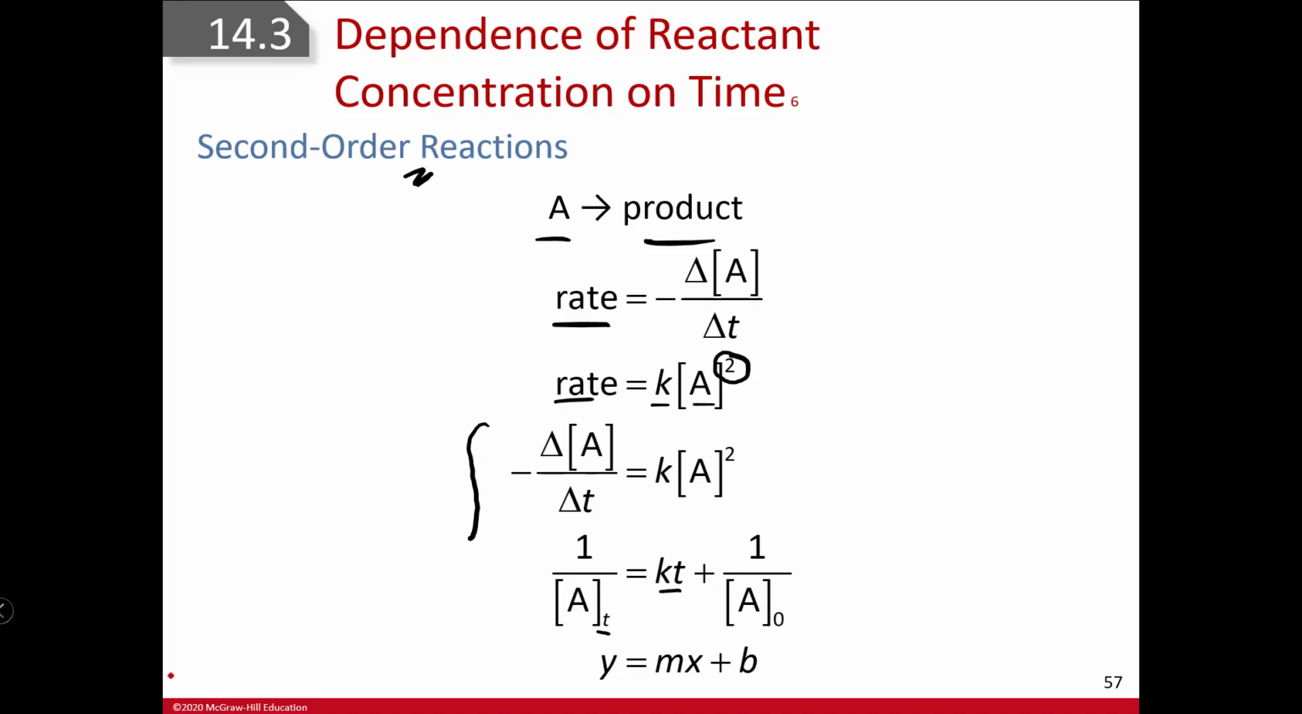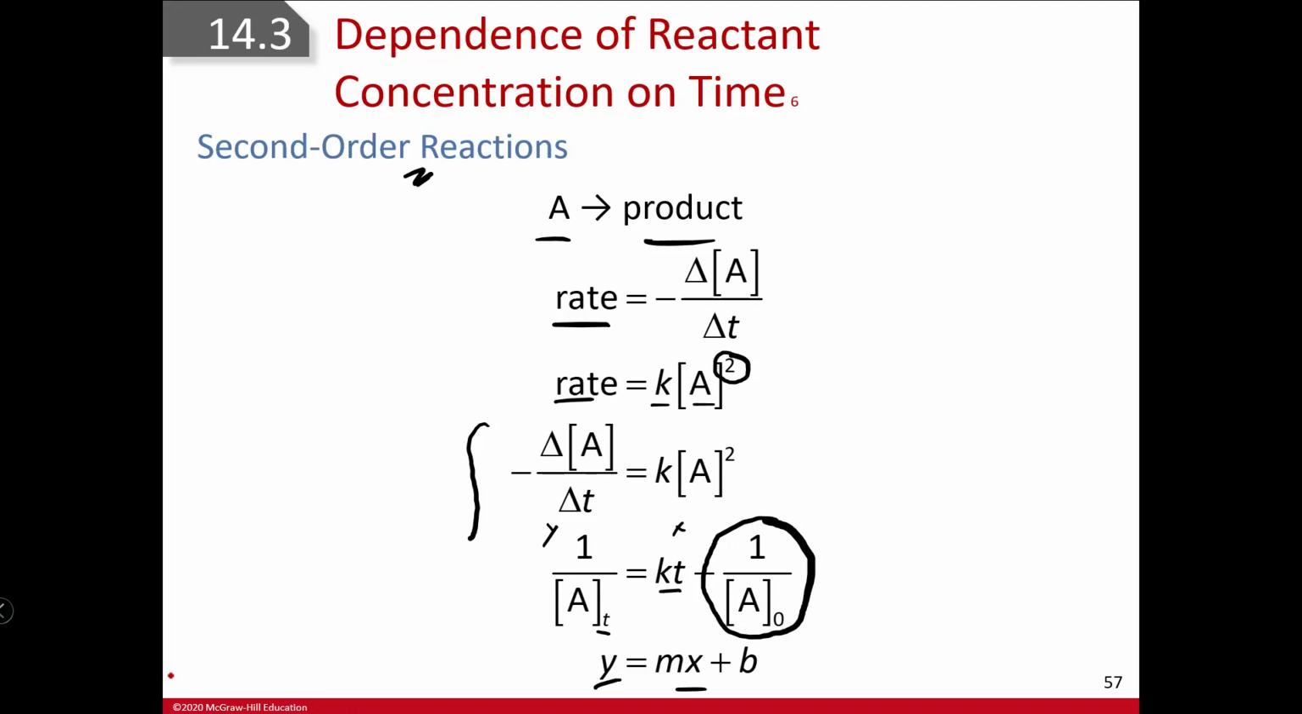Notice the difference here. In the first order, this is a negative kt. And then the y-intercept is 1 over [A]0, the original concentration. So this looks different than the first order. And this is the line equation. And so if you plot 1 over [A] versus time, this is the y-axis, and this is the x-axis. All right, that's what we have here.